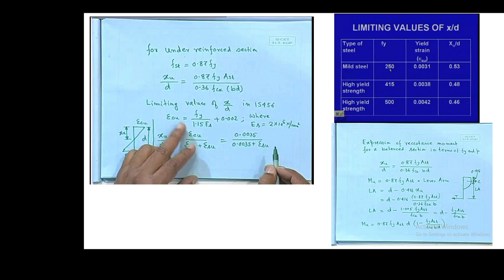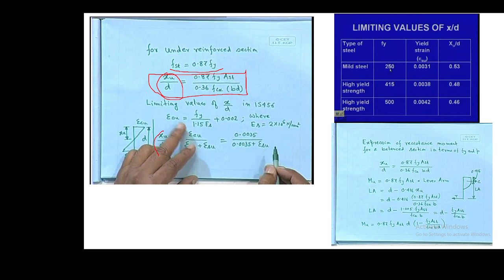So for the under-reinforced section, FST we can consider as 0.75 FCK. So XU by D, which we always require, will be equal to 0.87 Fy AST divided by 0.36 FCK BD. This is very much required. By that we can say whether our section is under-reinforced, over-reinforced, or balanced.